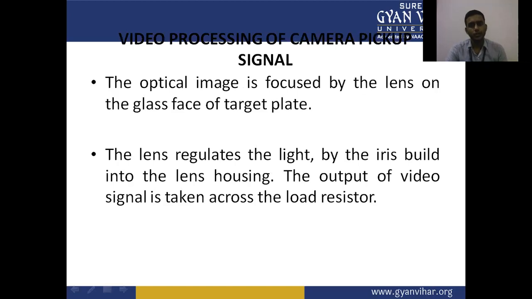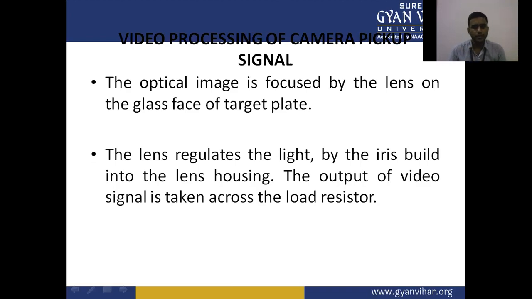Now we have the video processing of the camera pickup signal. The optical image is focused by the lens on the glass face of the target plate. The lens regulates the light by the iris built into the lens housing, and the output video signal is taken across the load resistance. So the image is converted into the electrical signal.